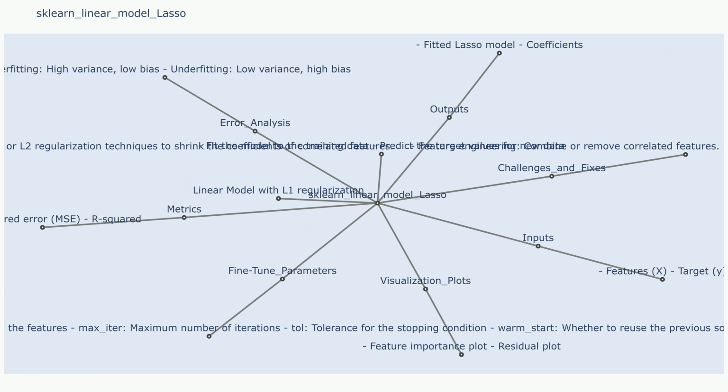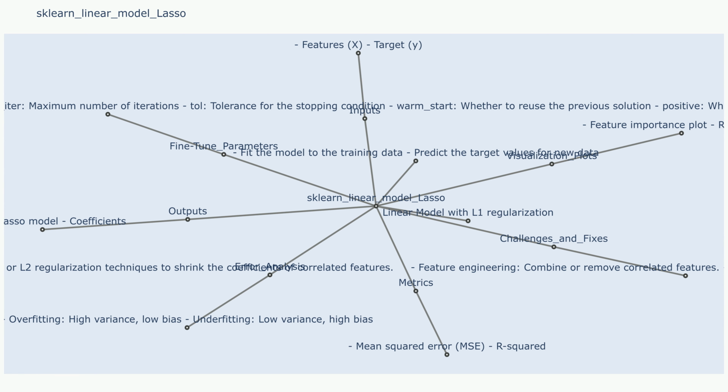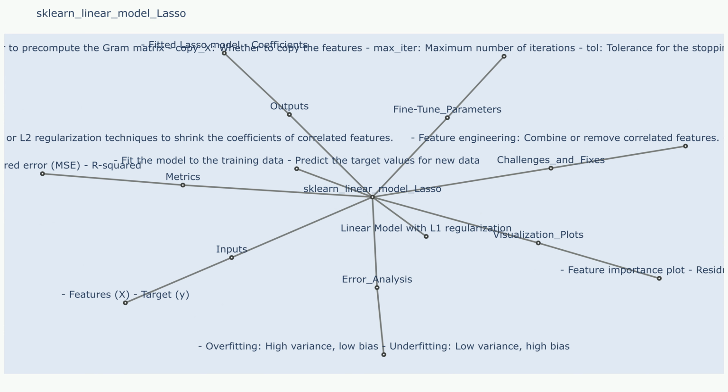Fine-tune parameters. Alpha, the regularization strength. A higher alpha value leads to stronger regularization, resulting in more coefficients being forced to 0. Fit intercept, a Boolean flag indicating whether to fit an intercept term to the model. Normalize, a Boolean flag indicating whether to normalize the input features.